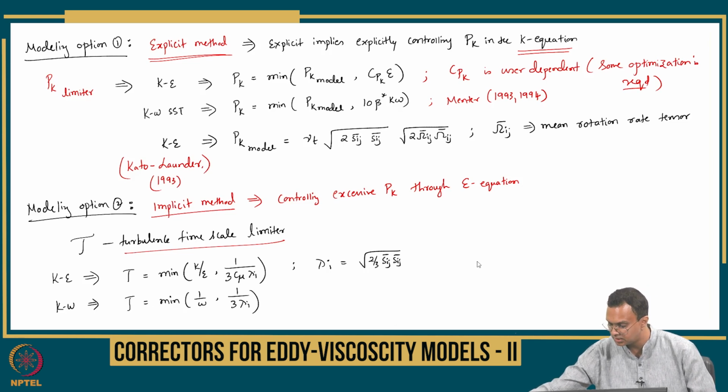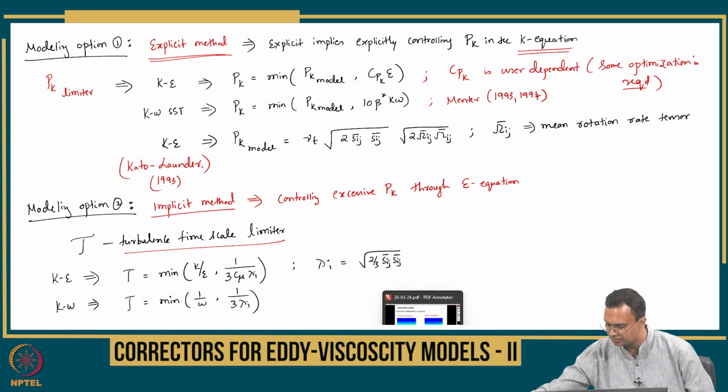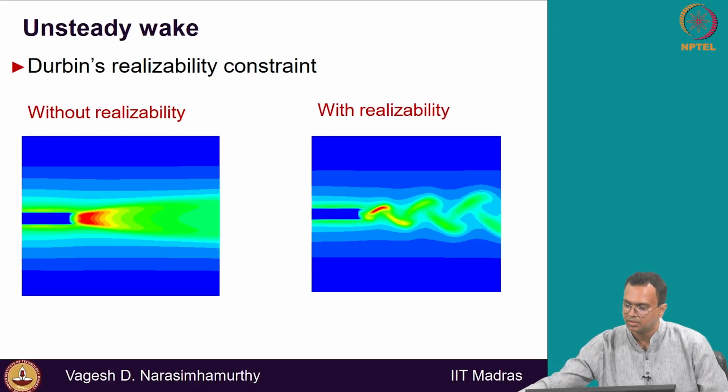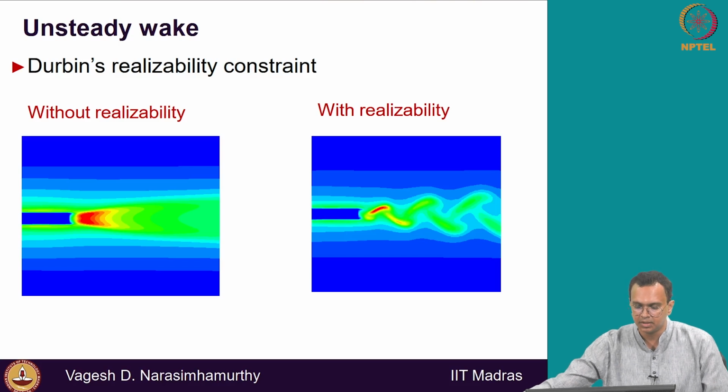Sometimes these realizability constraints can give good results, making the flow realizable. So this is an example of Durbin's realizability constraint. The wake is expected to be unsteady, oscillating, but when we just use, let's say, a k epsilon model without any condition, the wake is completely steady. No matter what we do, it is not oscillating at all. But by implementing Durbin's constraint, the wake starts to be unsteady.